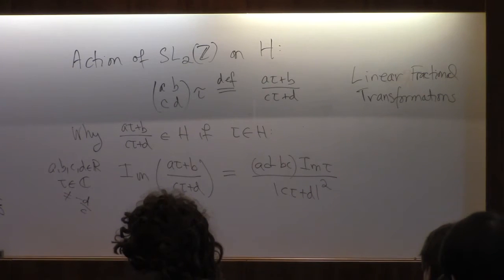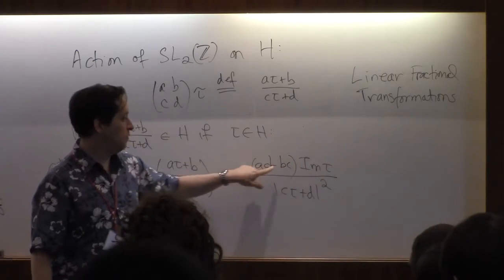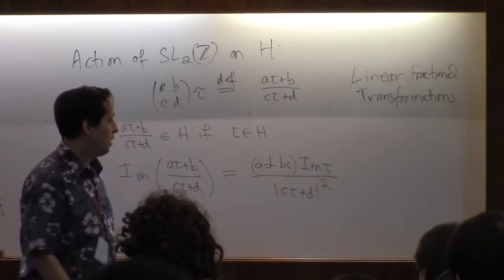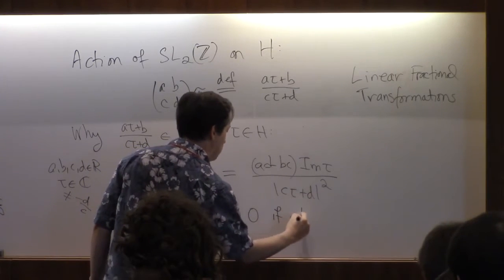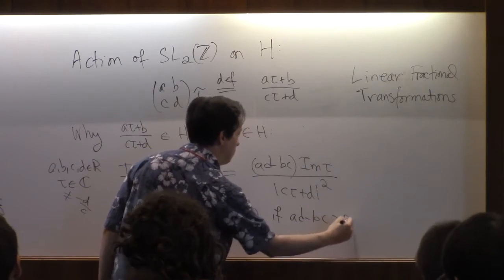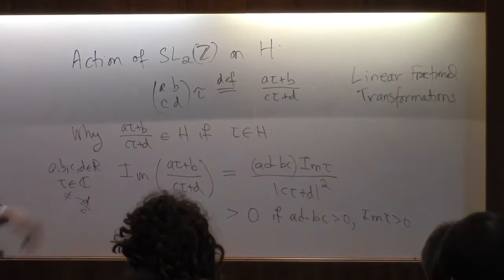Of course, if tau is in the upper half plane, that's certainly not going to happen; it's not 0, that's positive. And if the determinant is, say, 1, that's positive. And so what we see is that the imaginary part is positive if ad minus bc is positive and the imaginary part of tau is positive. So any real matrix with positive determinant, by linear fractional transformations, moves the points in the upper half plane around.